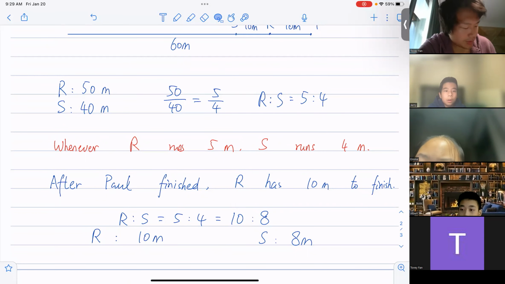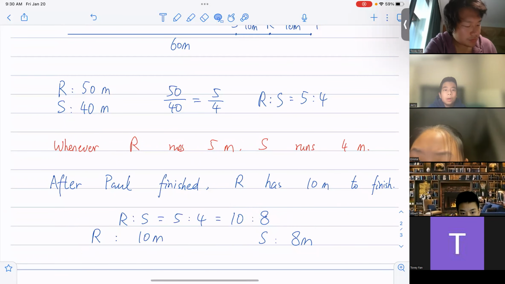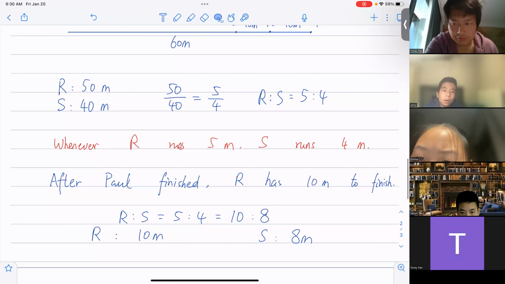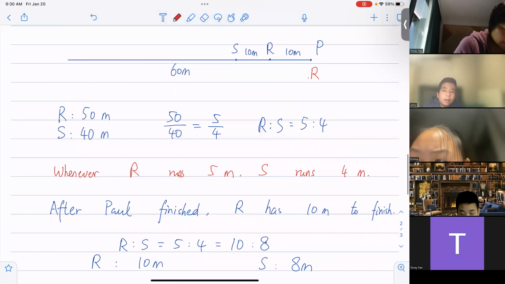So that means during the last 10 meters, Sam would be 2 more meters behind Robert, right? And at this point, Sam is 10 meters behind Robert. So 10 plus 2, you get 12. 12 is the answer, right? At this time, Sam is 10 meters behind. And by the time Robert finished the race, we said that Sam only covered 8 meters, during that same amount of time.